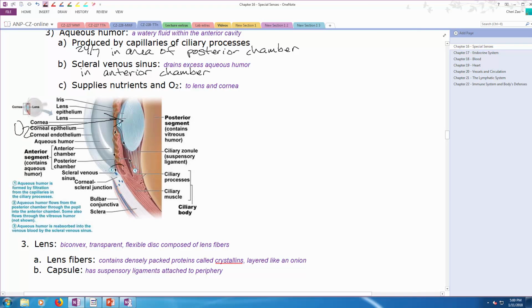Again, here's a nice little picture of the scleral venous sinus. You'd actually have to cut through that area in order to identify it. But the scleral corneal junction is where you would go to find that.